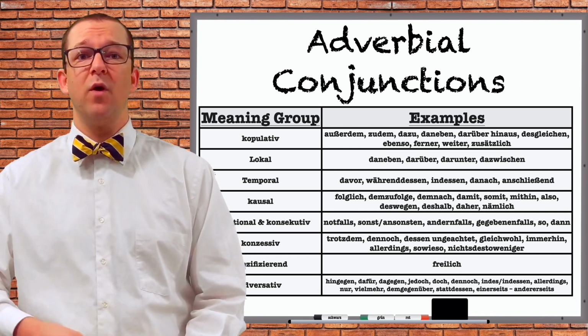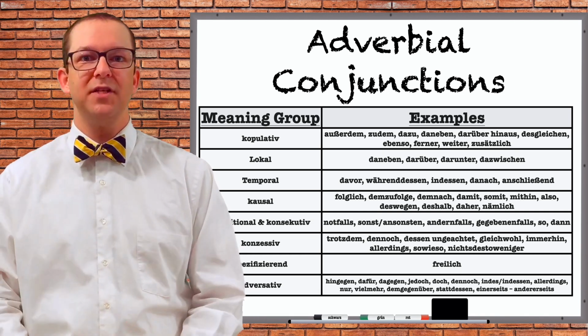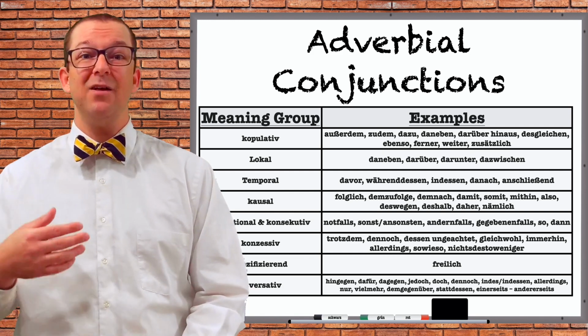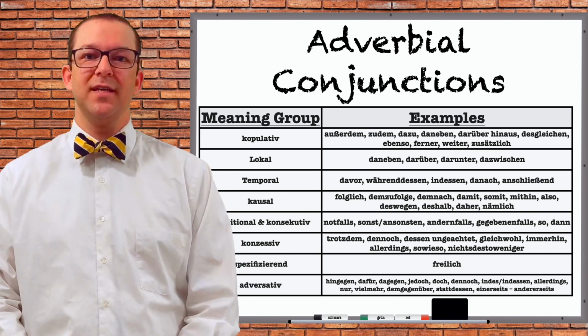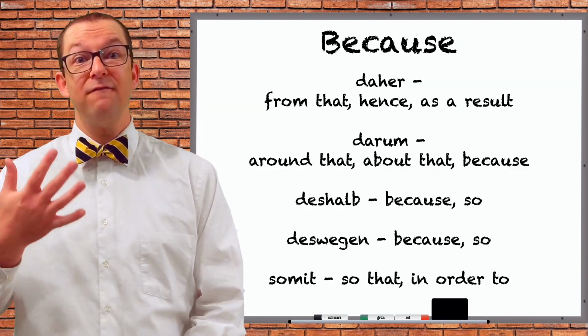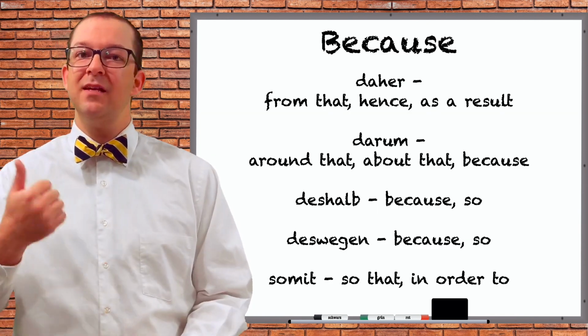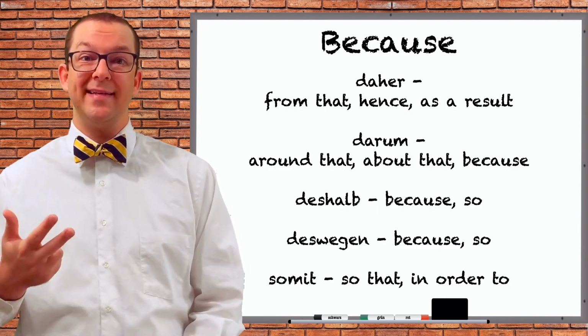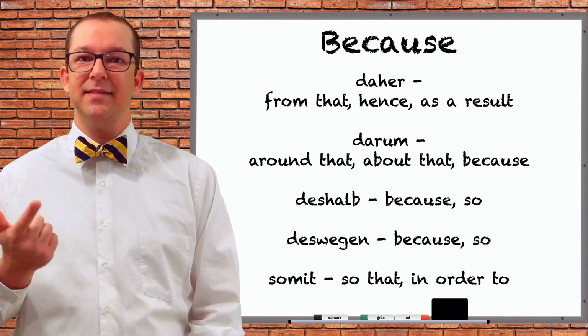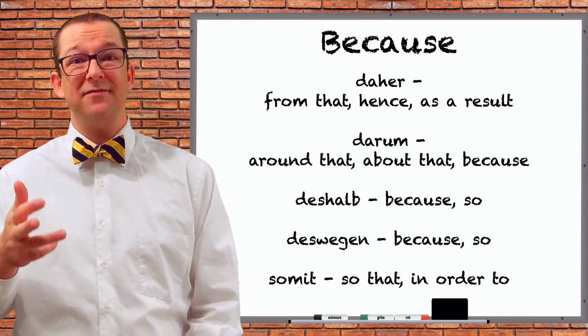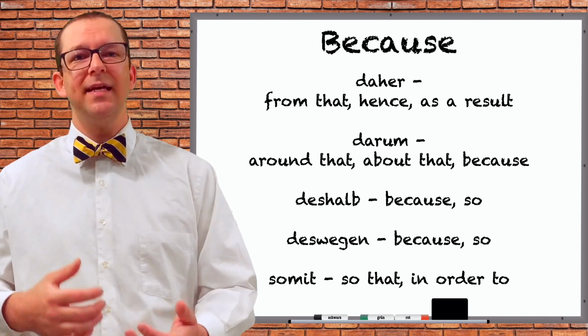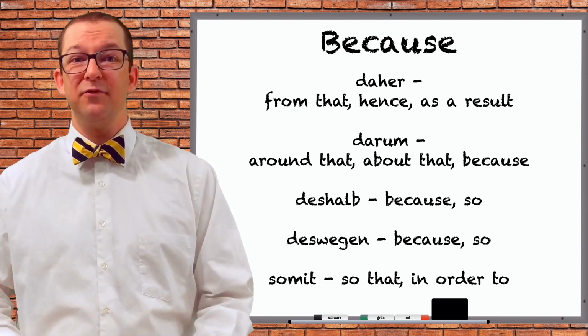I'm going to focus on the ones that are actually used in normal conversations in German, and then at the end I'll show you a big list of the other ones and how they are used. There are 5 main adverbs that basically mean therefore, that's why, or hence. They are daher, darum, deshalb, deswegen, and somit. Each of them have their own subtleties and differences, however.